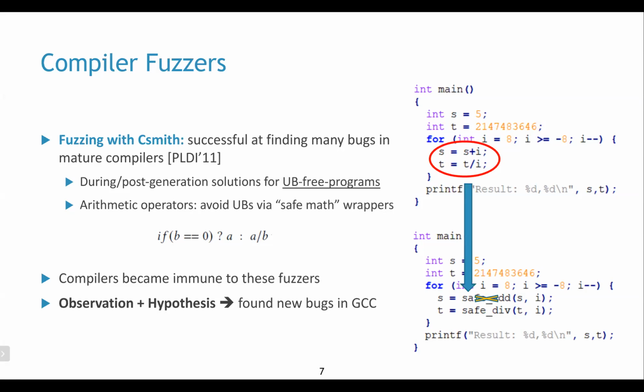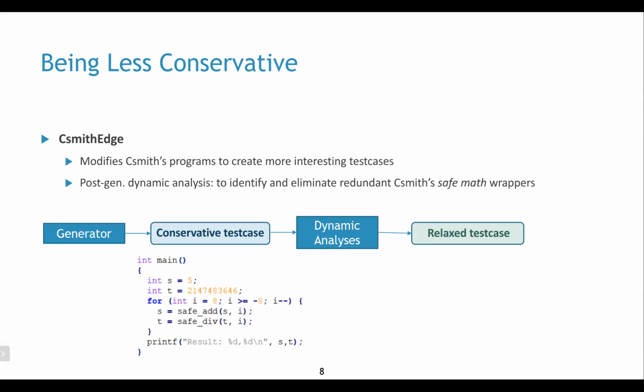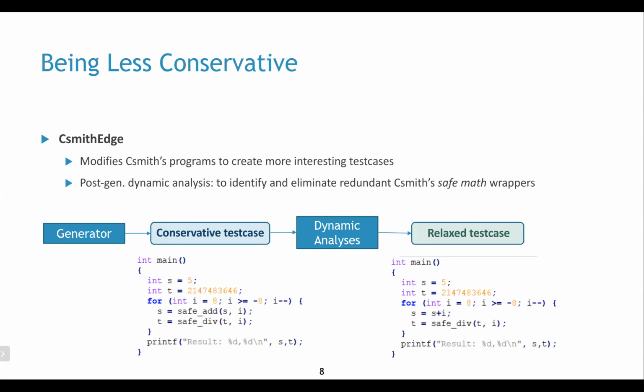By using this idea, we're going to show how we found new bugs in GCC. The idea is to be less conservative when generating UB-free programs for testing compilers. So we have the generator, which is in our case Csmith. It creates a test case. Then we use our dynamic analysis to identify and eliminate redundant checks and output a relaxed test case, only when it's needed, to include this test case. If we look at the example from before, the original test case includes safe add and safe div, but the relaxed test case leaves the plus operator as is.